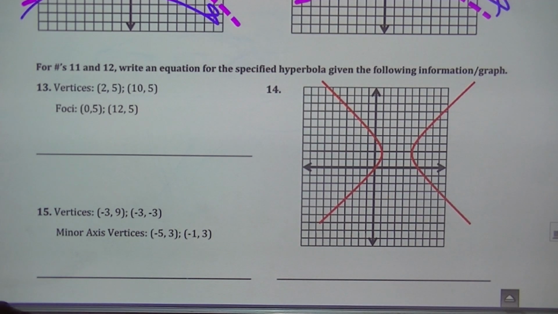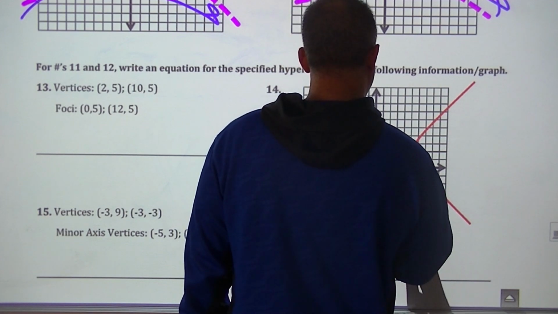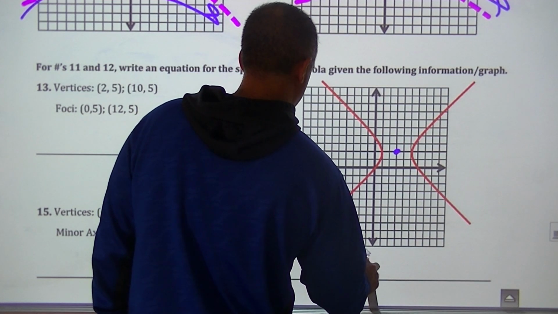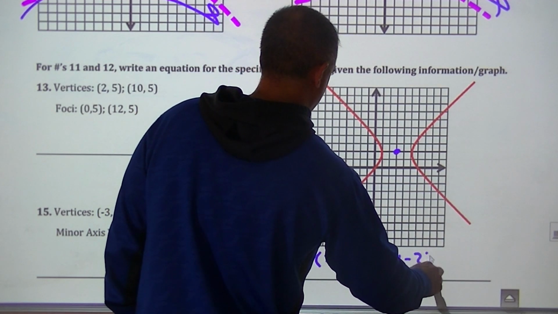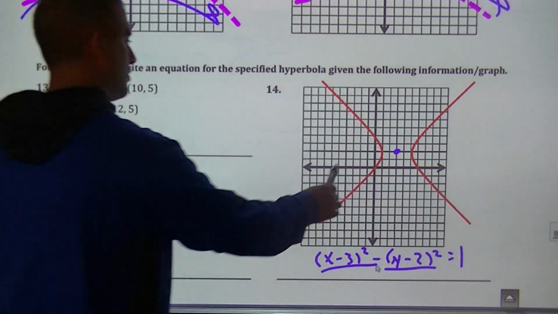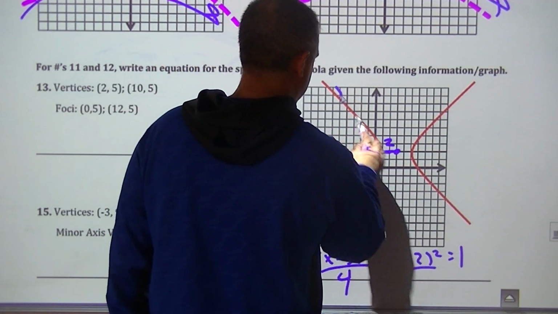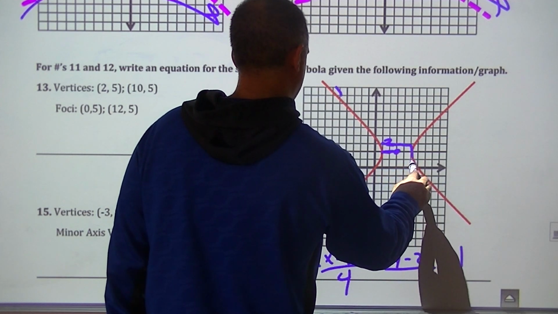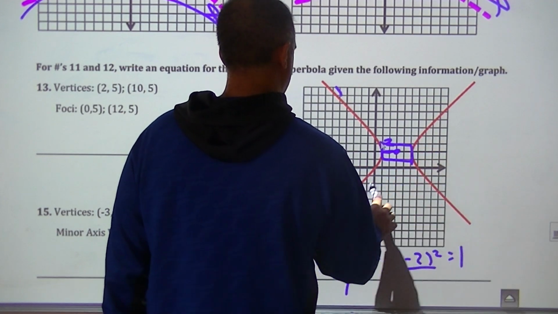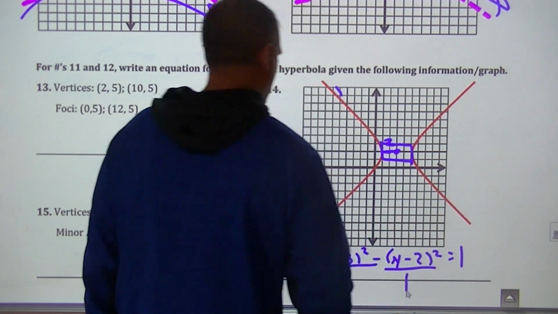Okay, all right, we'll go down to this one. What you want to do here is look at this center, which is 3, 2. Since it opens left and right, x minus 3 squared minus y minus 2 squared equals 1. It's 2 this way, so that would give me 4. If I make a little rectangle through the diagonals, I think what they want is for you to look at it like this. So that height would just be 1 apiece, so that's going to be 1.